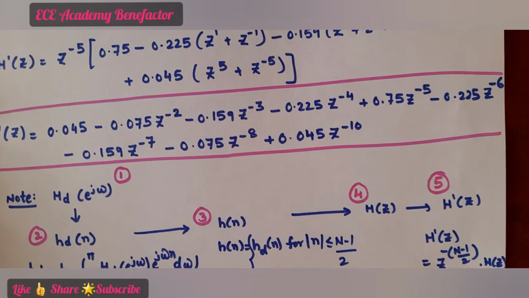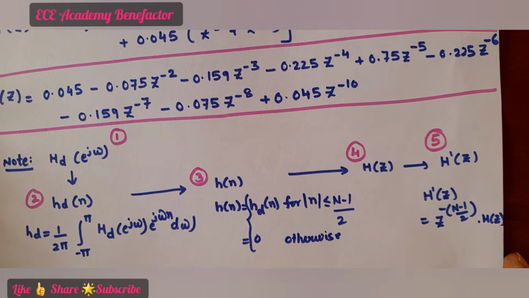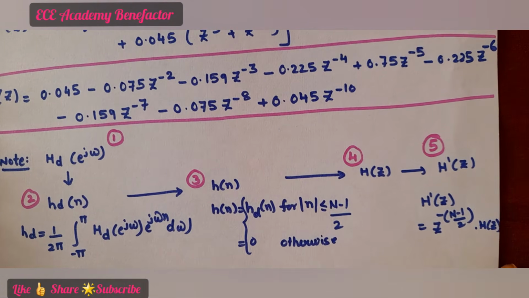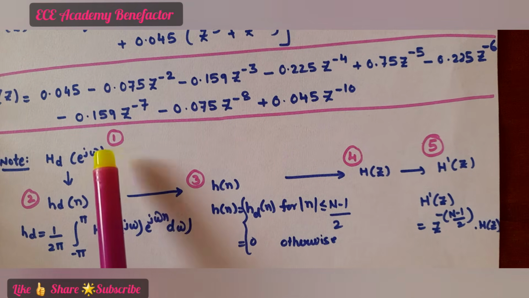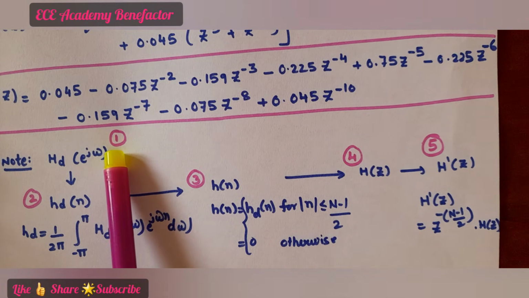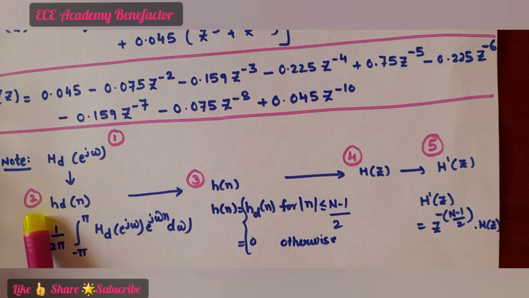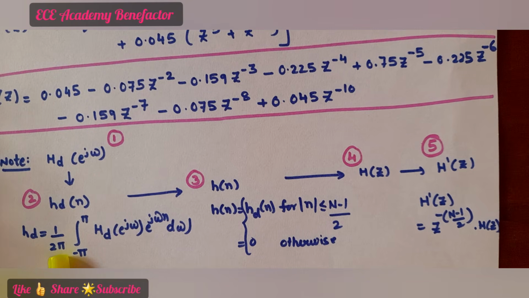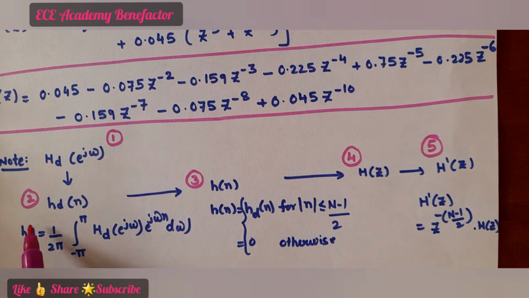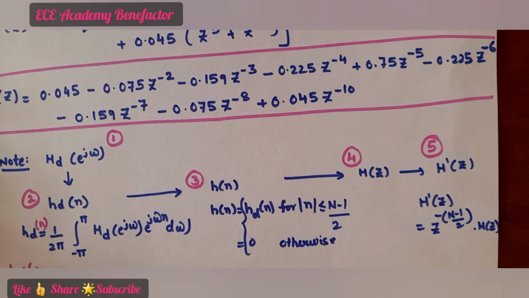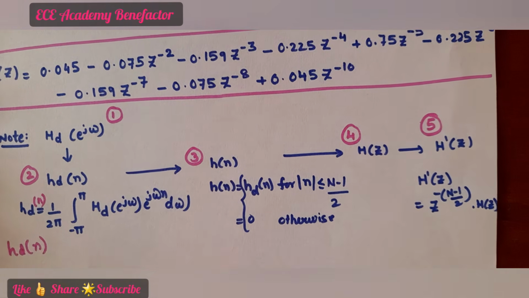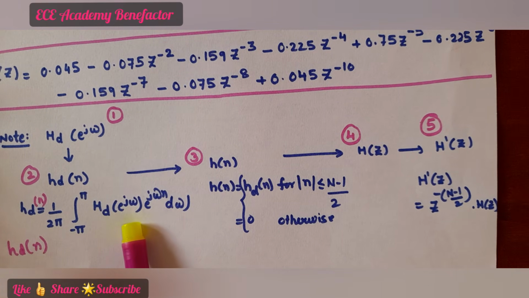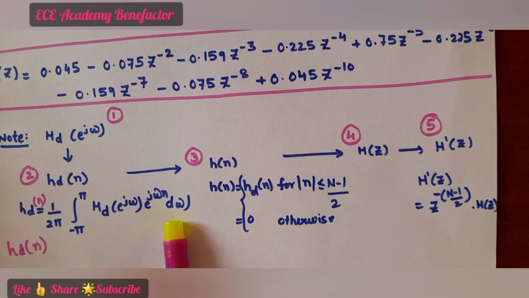I hope you have understood the solution. So, let me quickly summarize what we have done. The desired frequency response Hd of e to the j omega is given. First, we computed hd(n), known as the desired impulse response, by the formula hd(n) is equal to 1 by 2 pi, integral from minus pi to pi of Hd of e to the j omega times e to the j omega n d omega.